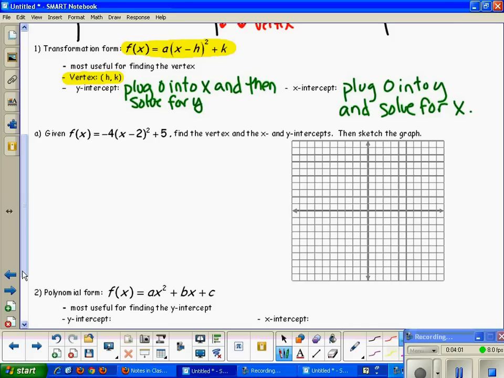So since this is in transformation form, the easiest thing to find would be the vertex. So that's the first thing I would do. The vertex in this case is going to be our h value, which is 2, and our k value, which is 5. So (2, 5) is the vertex, and that's what I'm going to plot in my graph first.